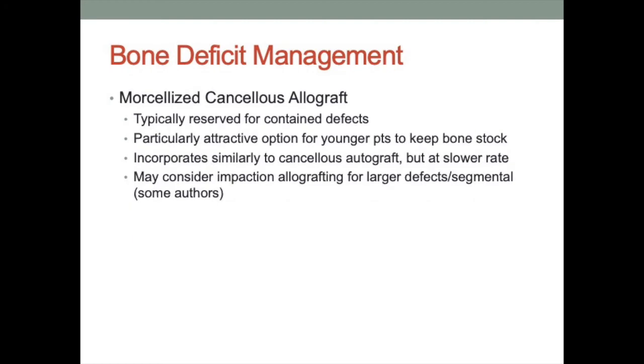You can use morselized cancellous allograft. This is typically reserved again for contained defects so that this doesn't just leak out into the tissues. It's again more attractive for younger patients where you want to keep bone stock and keep biologic fixation as much as possible. It incorporates similar to cancellous autograft but at a slower rate, and you may consider impaction allografting for larger defects or segmental defects.